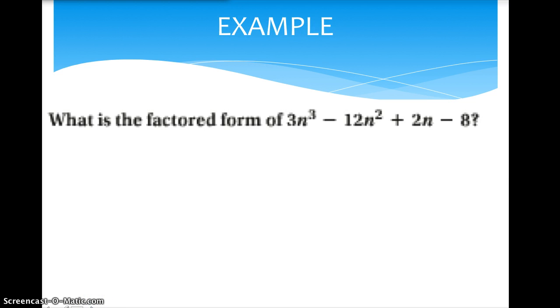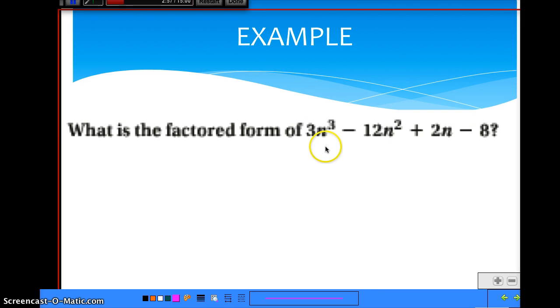All right, let's look at an example. If you look at this example, it wants us to factor it: 3n to the third minus 12n squared plus 2n minus 8. Because there are 4 terms in here and none of them are like terms, factoring means we're going to group them. So we're going to group the first 2 terms together and the second 2 terms together. Make sure before you group them, the polynomial is written in standard form. In other words, the highest exponent goes to the smallest.